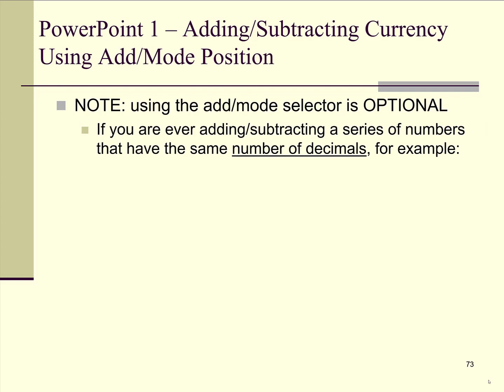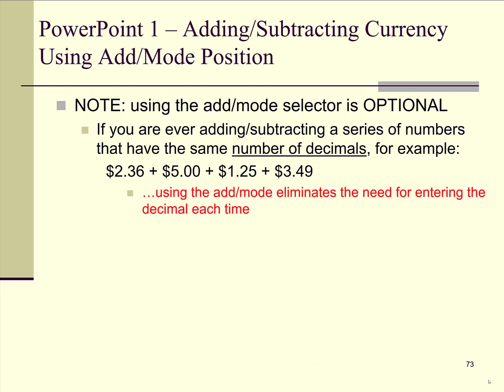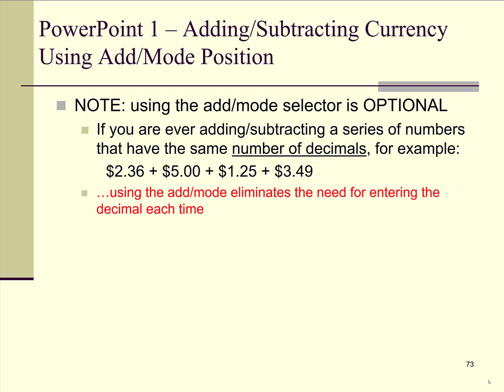So what is this add mode all about? Well, if you're ever adding or subtracting a series of numbers, and if they all have the same number of decimals, for example, the problem we just did, using the add mode eliminates the need for entering the decimal each time. So in other words, doing the problem above, 2.36 plus $5 plus $1.25 plus $3.49, using the add mode would save you 4 keystrokes. I say 4 keystrokes because that's the number of decimals.